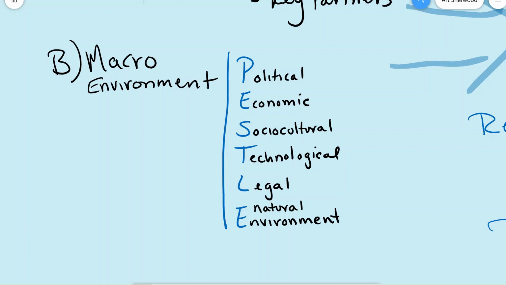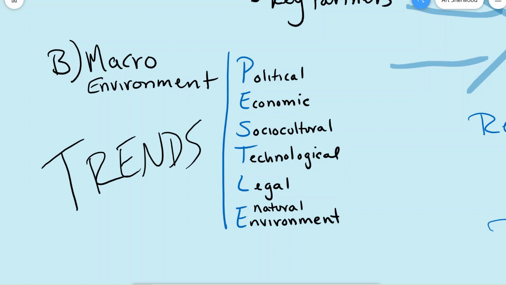And there's really six different areas that have proven over time to be potential sources of opportunities and threats. Political trends, and these are all about trends. Political trends, economic trends, sociocultural trends, technological trends, legal trends, and natural environmental trends. Each of these different areas provides possibilities for opportunities and threats that we'd want to be able to recognize and see.